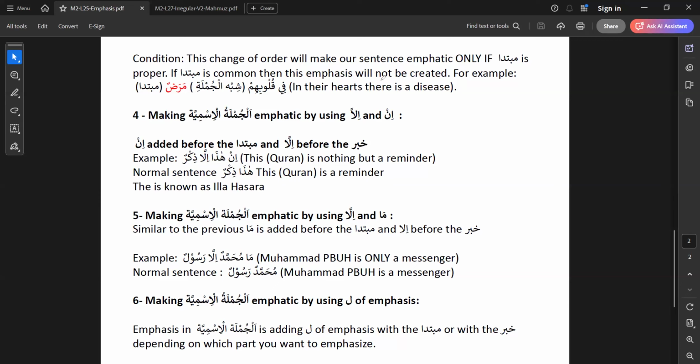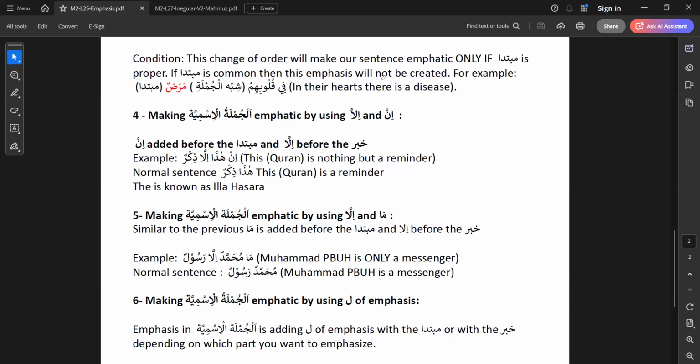Okay, the other way you told us is they remove the negation, inna and illa, and then say it positively. This is a reminder. This Quran is a reminder. But then when we put in and illa, then you say this is nothing but a reminder.